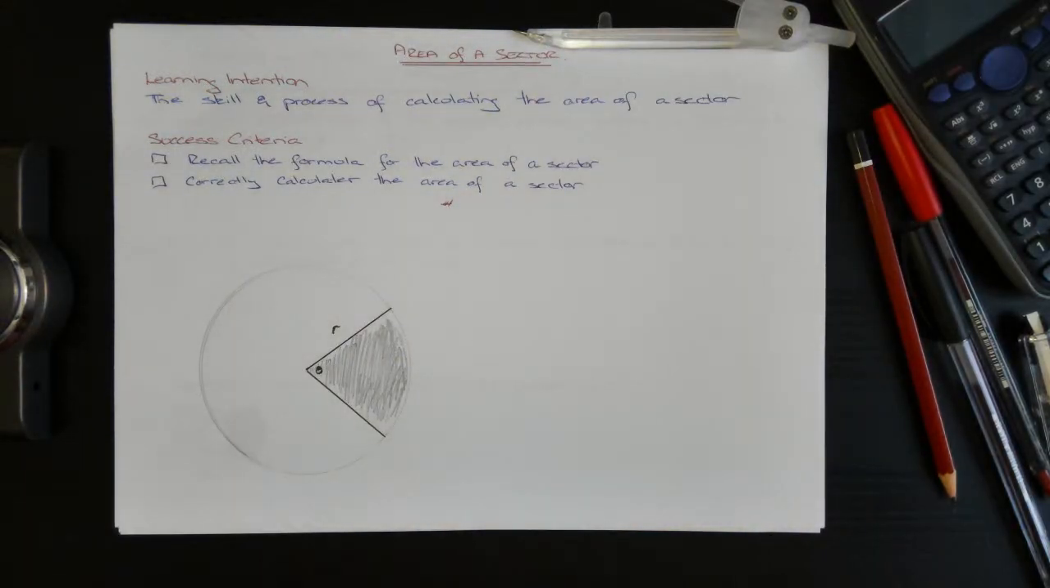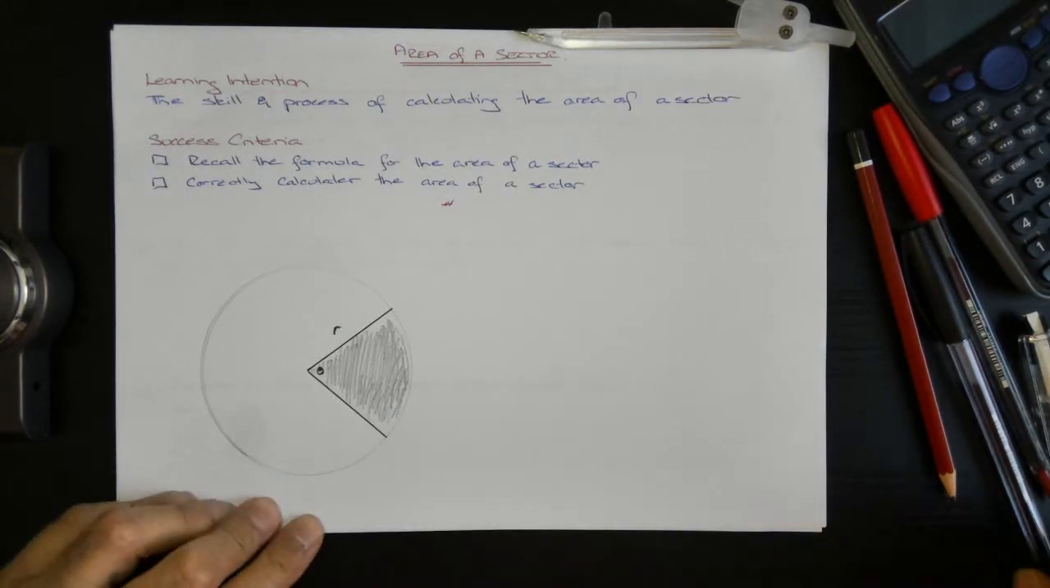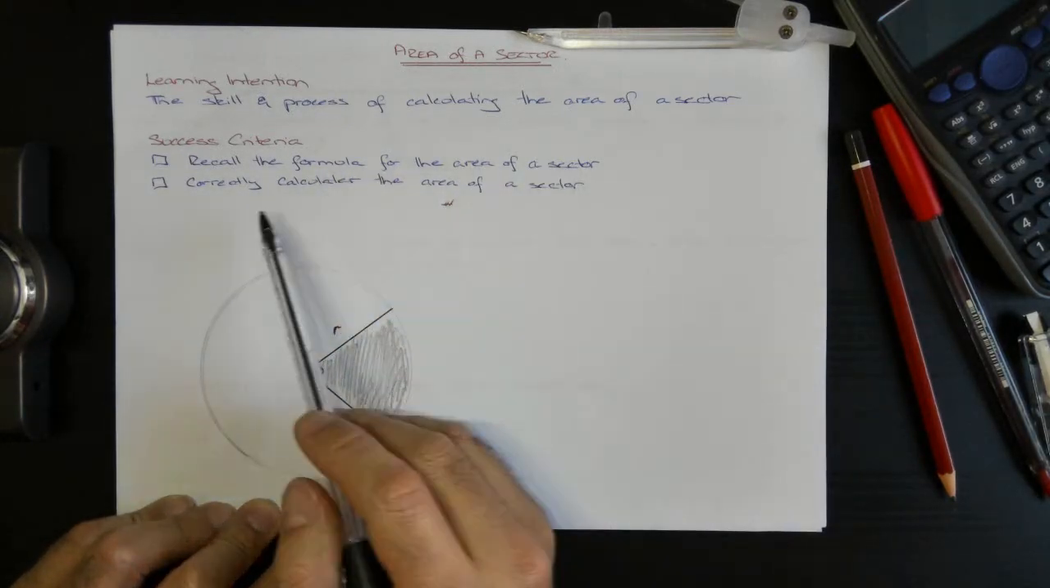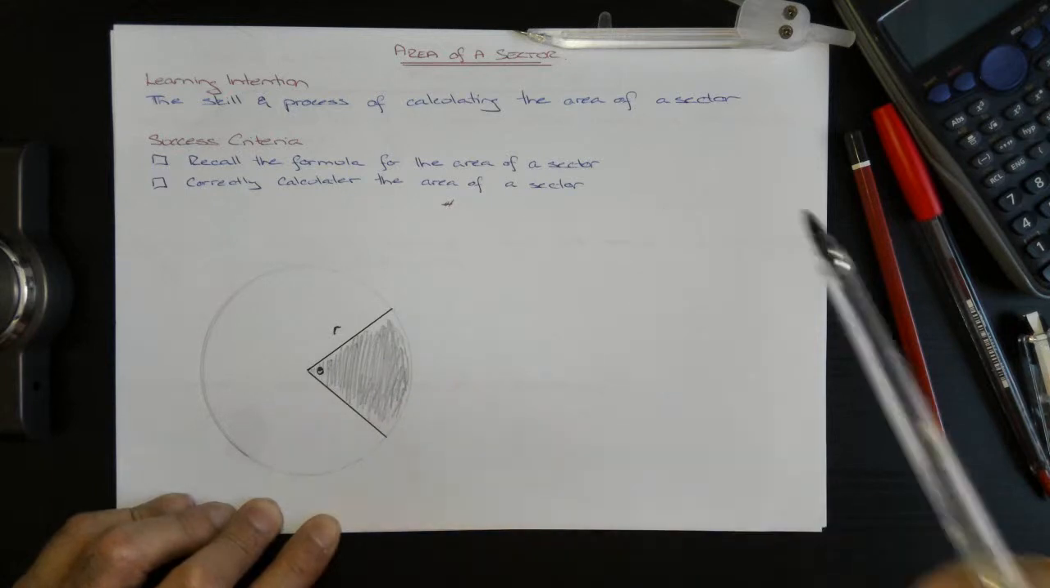Okay, so today we're going to look at calculating the area of a sector, and a sector is a slice of a larger circle. So the learning intention is the skill and process of calculating the area of a sector. To be successful, we need to be able to recall the formula for the area of a sector and correctly calculate the area of a sector.